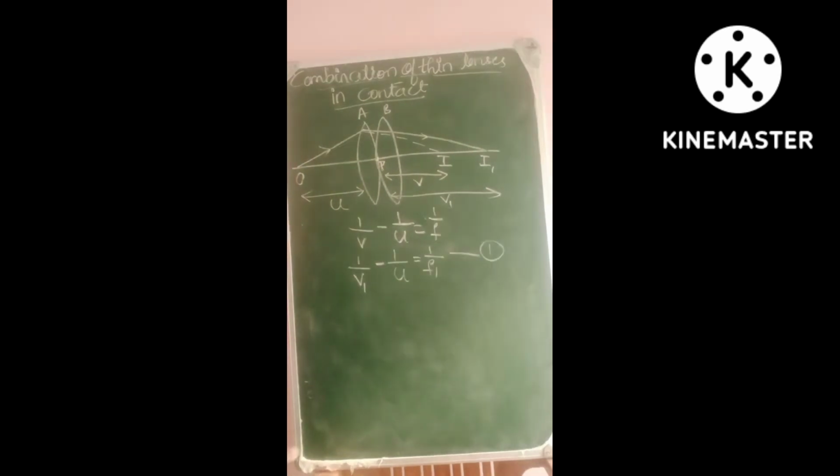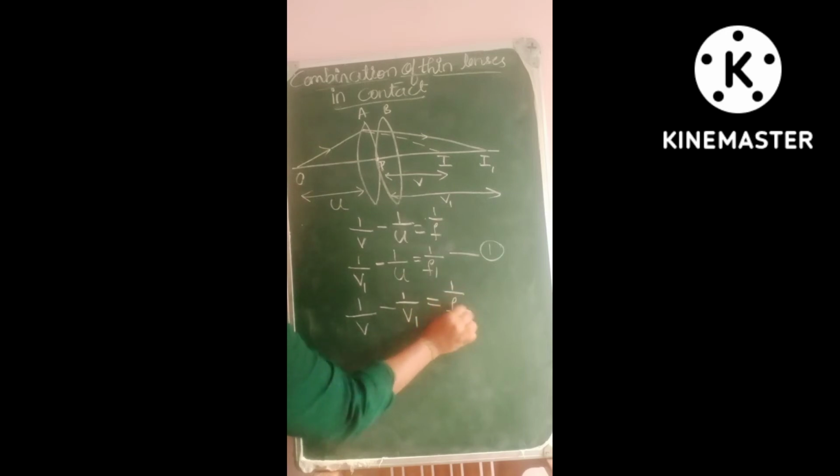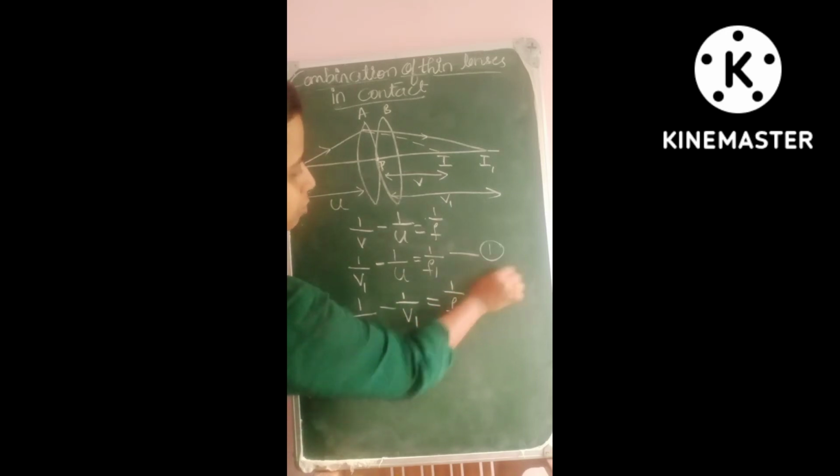Similarly, for the second lens, the image formed at I1 will be the object here. Then according to this formula, it becomes 1 by V minus 1 by V1, where the object distance is V1 and the image distance is V, is equal to 1 divided by F2. Take this as equation number 2.